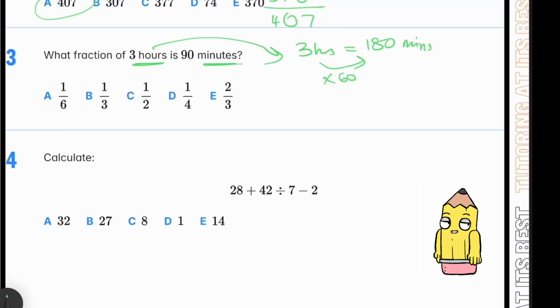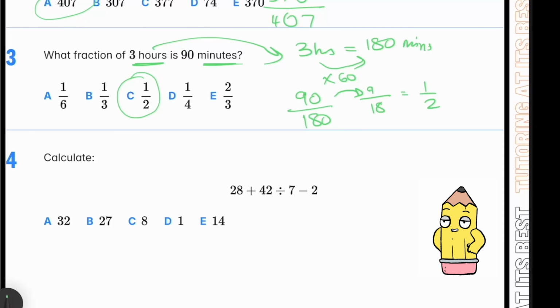And we now need to divide 90 by 180. And we can simplify this fraction by again dividing by 10. So we're left with 9 and 18. And then dividing by 9, and that's 1 over 2. So 90 minutes is a half of 3 hours. So C is our answer here.